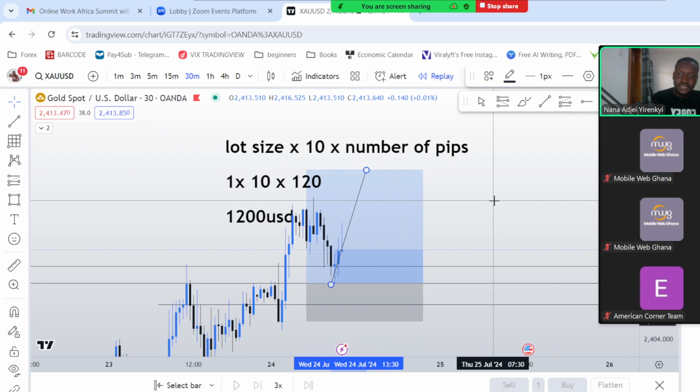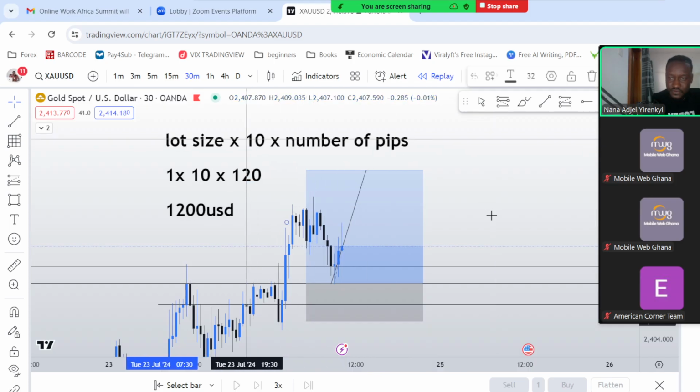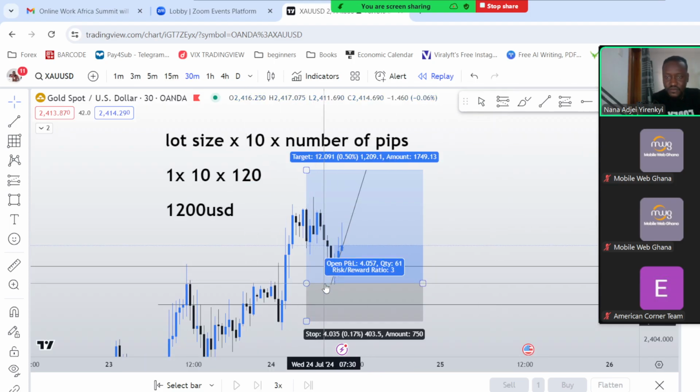So you can see that the lot size is a determining factor to calculate your gains or your losses in any given trade. Which also means that the higher the lot size, the higher your returns, and the lower the lot size, the lower your returns. Okay, so that is it for that.